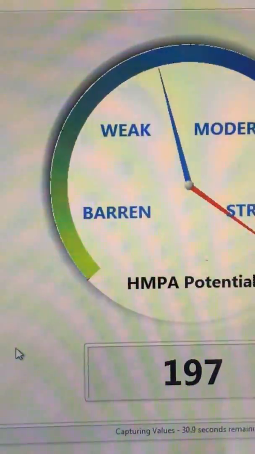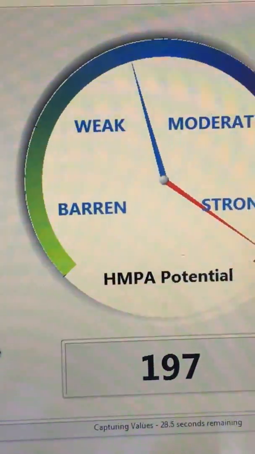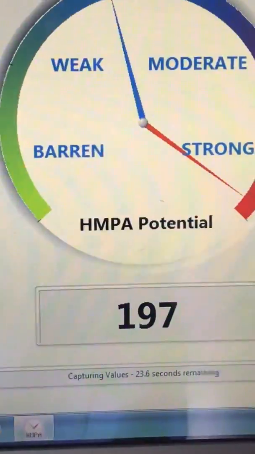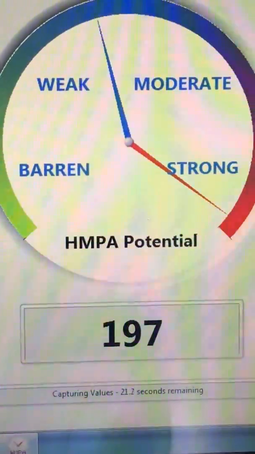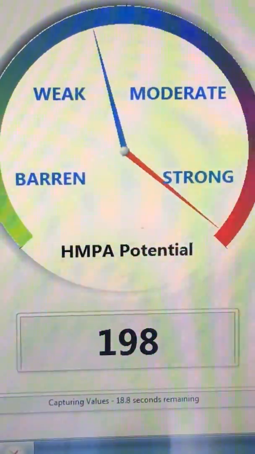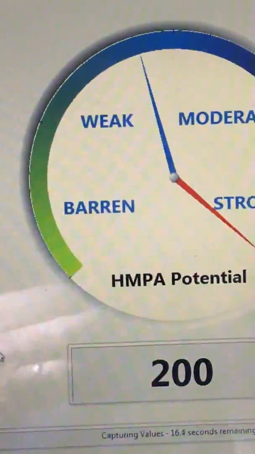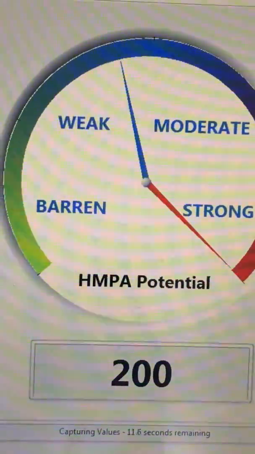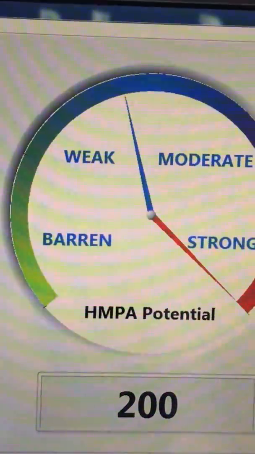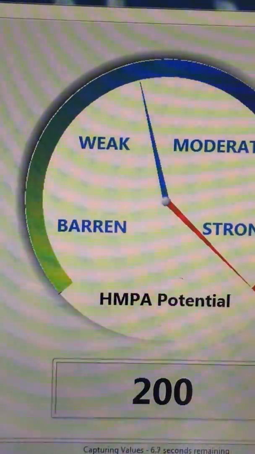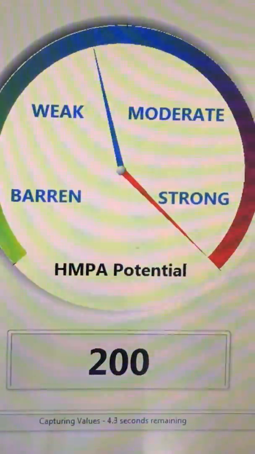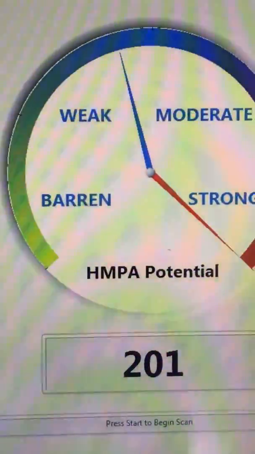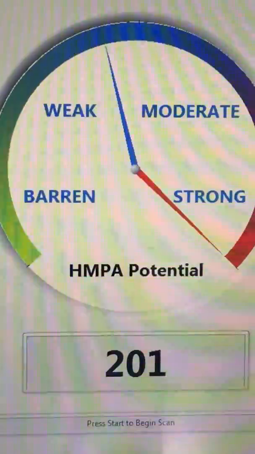Sometimes as it's processing data, we'll get some more updates before the scan ends, or we'll just get one big update and that's the result that we get. But a 197 is definitely going to bump up on us a little bit. 10 seconds to go. So we're going to end up, there's a 201. So that's actually a strong hydrocarbon reading.